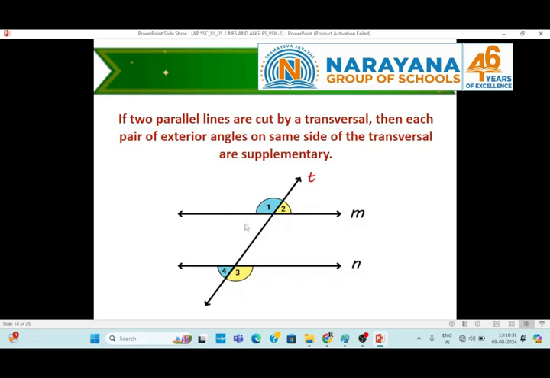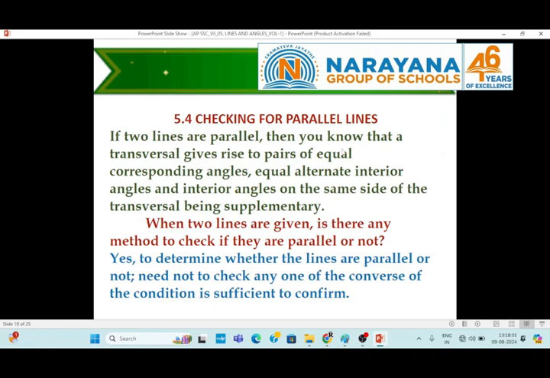So, these two pairs of angles are called co-exterior angles, or exterior angles on the same side of the transversal. Such pairs of angles are supplementary. So 1 and 4 are supplementary. Similarly, 2 and 3, the yellow shaded angles, are also co-exterior angles and are supplementary. So now, checking for parallel lines.